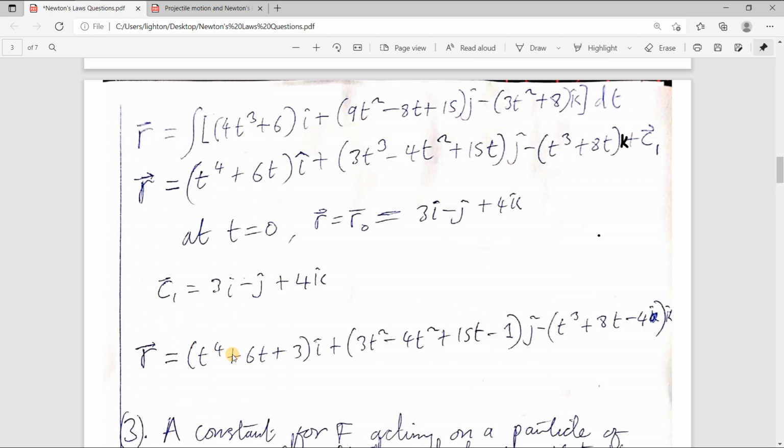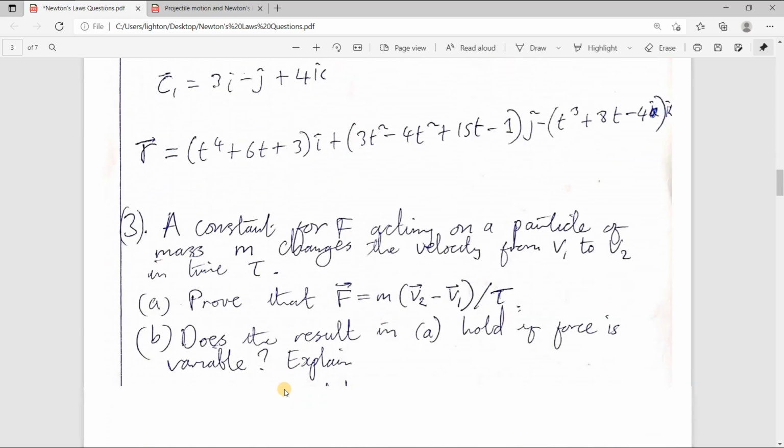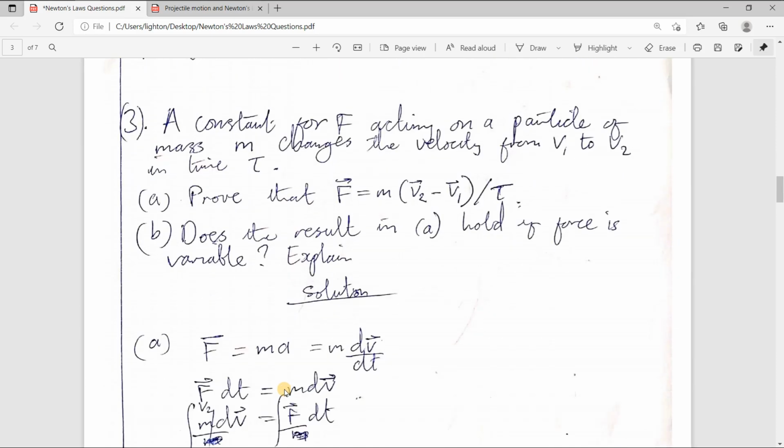This is the position at any time. Now let's look at question 3.